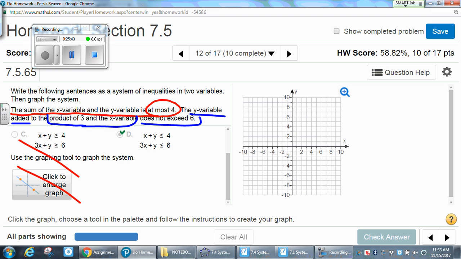And don't forget you need to graph it. I'm not going to graph mine. But to graph them, you have to convert them to y-intercept form. This will be y is less than or equal to negative x plus 4. And the other one will be y is less than or equal to negative 3x plus 6.